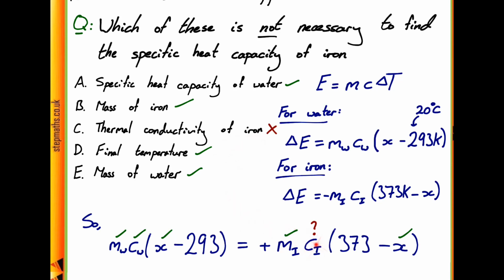Since this is the only unknown in this equation, if we have the other 4, then we could find the specific heat capacity of iron without the thermal conductivity. So this variable C is not going to be necessary, and therefore the final answer is just going to be C.